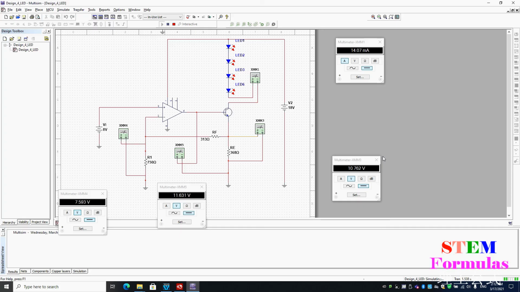Now we put 4 LEDs. From the formula we introduced before, we cannot put 4 LEDs in the circuit. Now we observe that the current through the LEDs is 14.07 milliamp. This is not 41 milliamp. So the circuit is no longer valid.